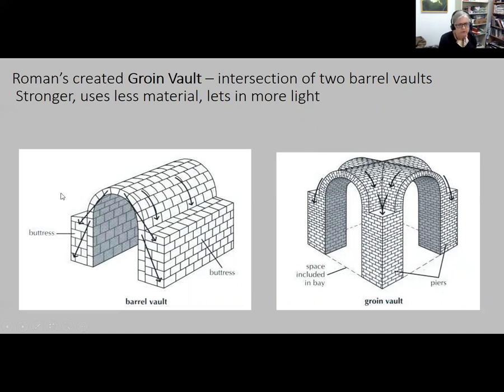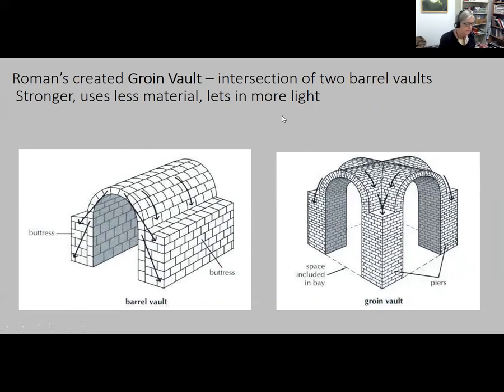So if you're doing a building, you had to add on these things called buttresses that would help that barrel vault from splaying out. The issue with making a building using barrel vaults is, although it's going to let in light on either end, it's going to be dark in the middle.